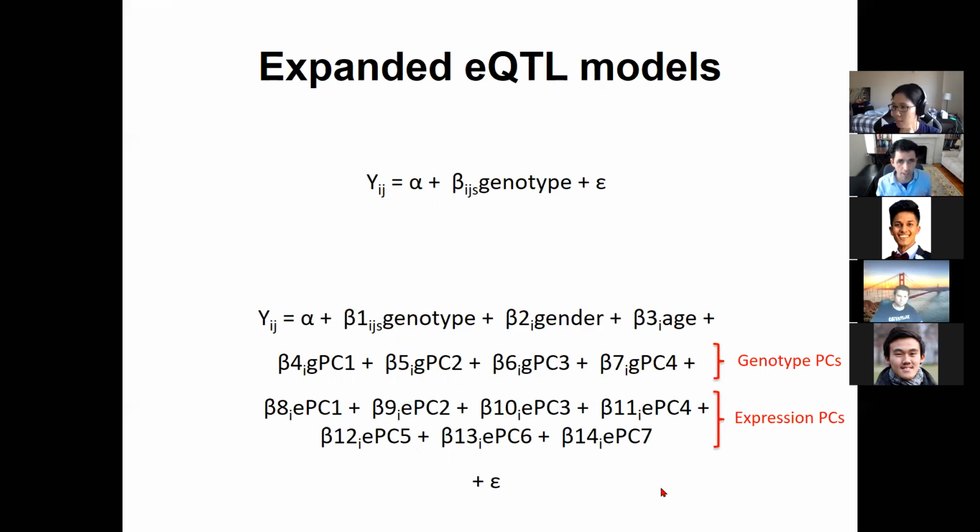So it's a regression analysis where you're asking for that beta, and you're doing a test of whether that beta is non-zero, and what is that beta? And then you're looking for not just one beta with a local genotype, but also all of the other covariates, all of your genotype, de novo learned PCs, and all of your expression de novo learned PCs.